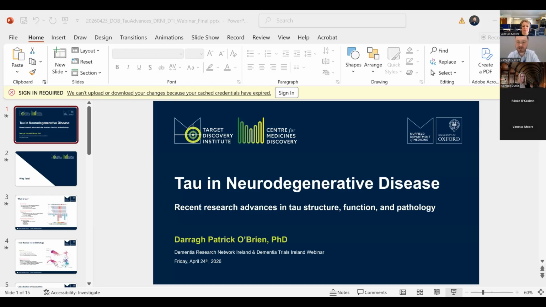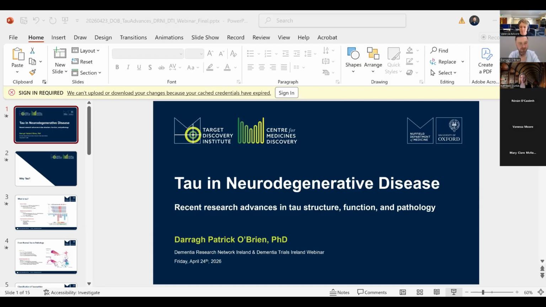Today I'm going to walk you through some of the most recent advances in the biology of a key player in neurodegenerative disease, namely tau. It follows on very nicely from Irasima's focus on beta amyloid and amyloid therapies. Essentially, I'll move from the basic structure of tau all the way through to current knowledge on tau biomarkers and tau therapies.